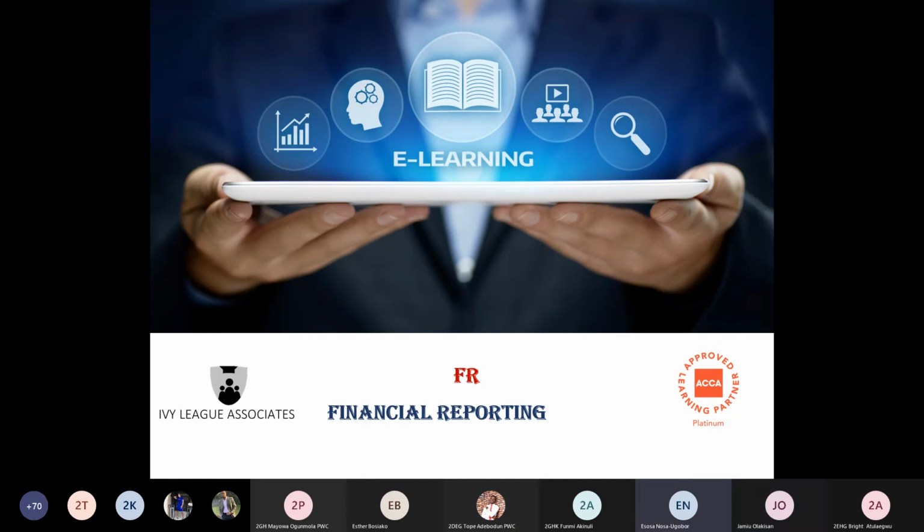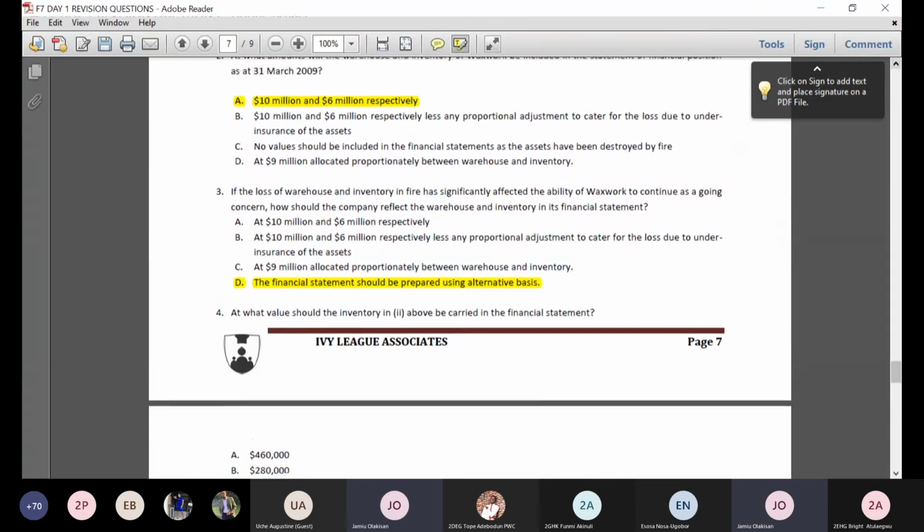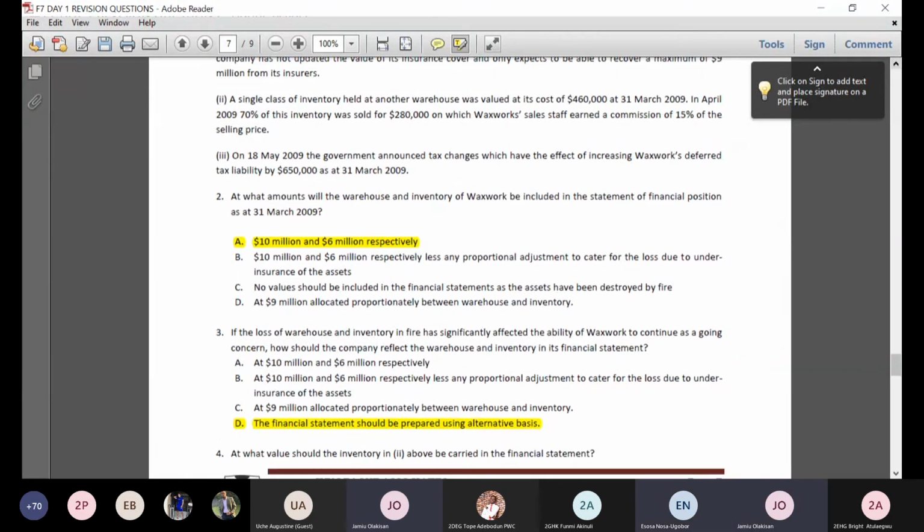Okay, C. You read question 5, right? How should WASWORK account for the announced tax changes by government? Okay, I'm sure that is in Roman figure 3, right? They say on 18 May 2009, the government announced tax changes which have the effect of increasing WASWORK's deferred tax liability by 650 as at 31st March 2009.